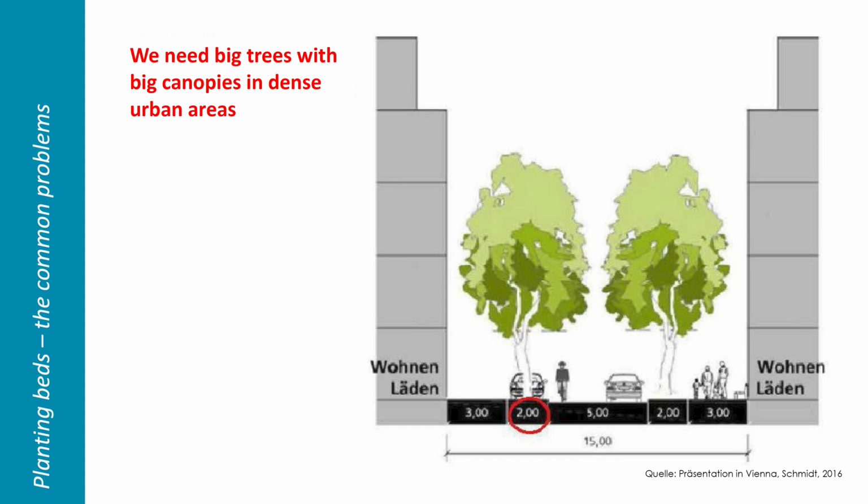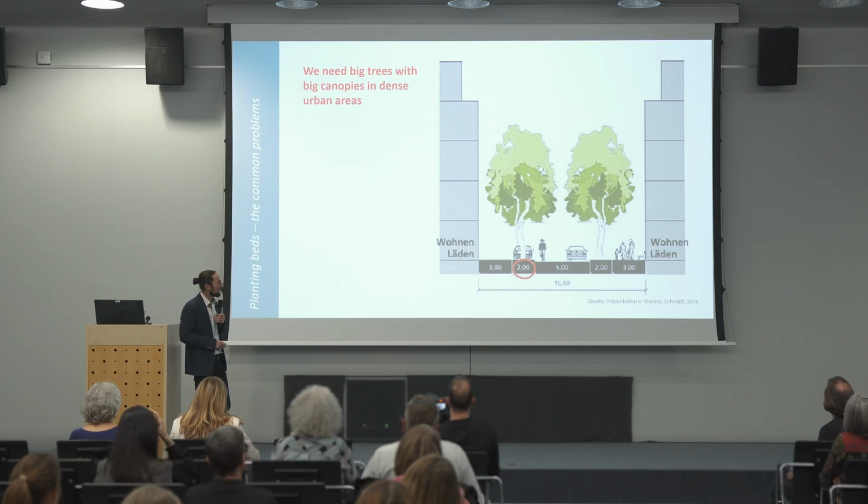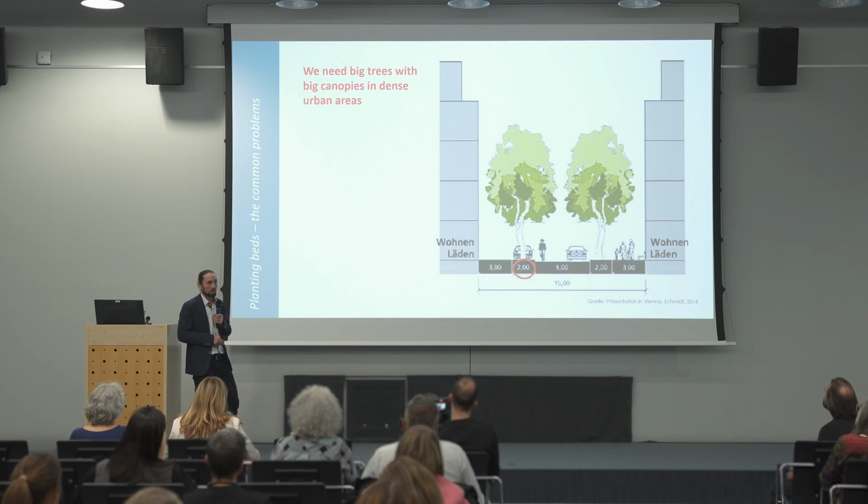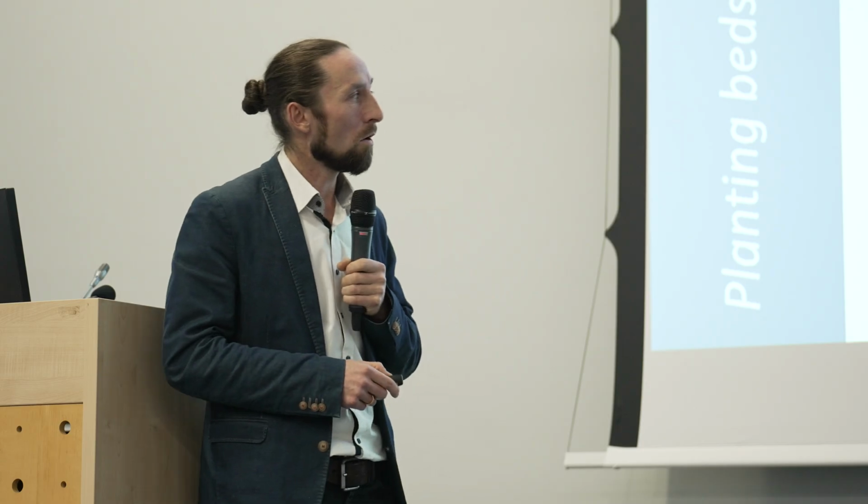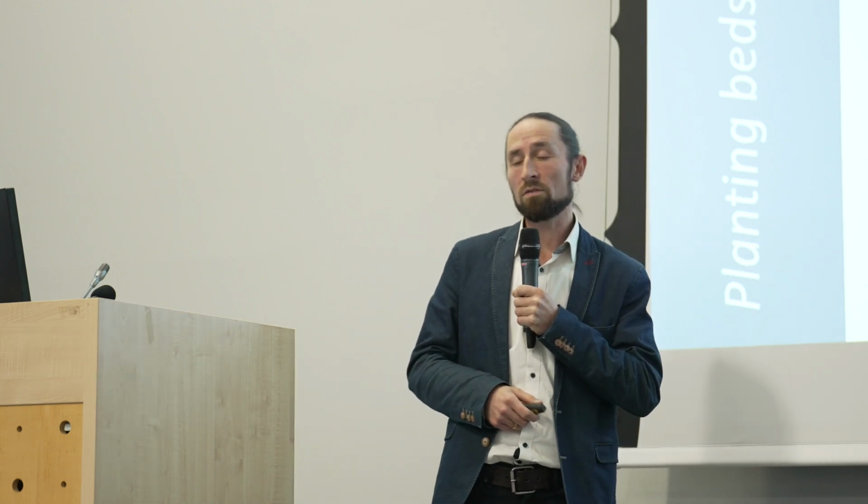When you have a park or something like this, you can put a tree in and it's okay. But now, when we are in the dense urban areas, we need these big canopies, as we heard before, and often we only have 2 meters or less of space for our trees. Big trees also require a voluminous root system. And what do we have in the underground?